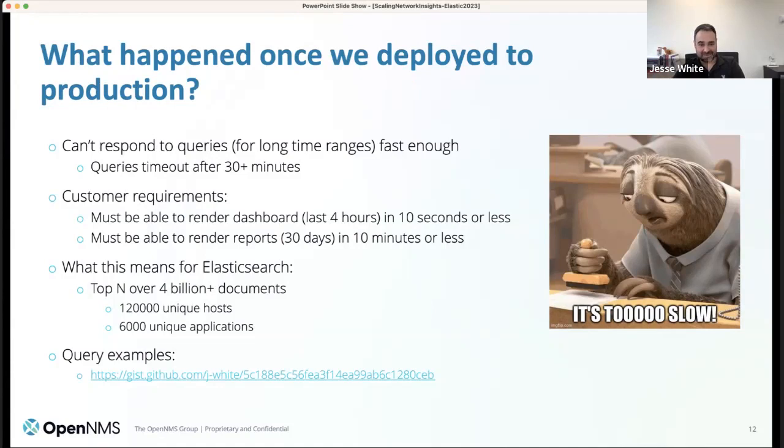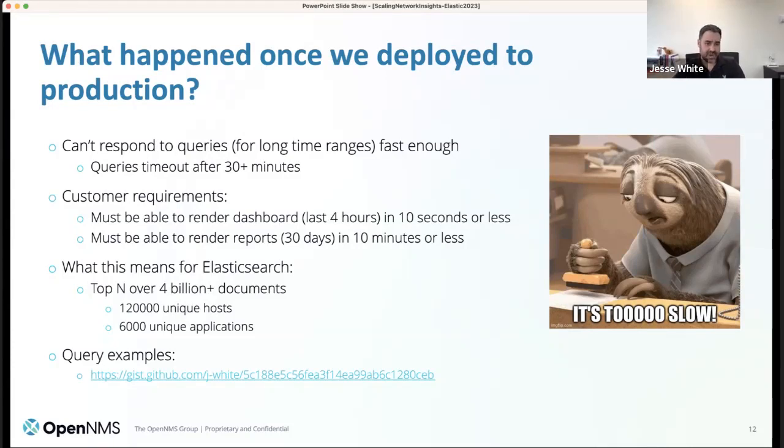The customer requirements: we want to be able to render dashboards looking at recent data, let's say 4 hours, in 10 seconds or less, very reasonable. And reports over 30 days, for example, in 10 minutes or less. Those are typically queried by batch jobs, so responsiveness didn't matter too much, but you still wouldn't want to wait hours for those to be generated.